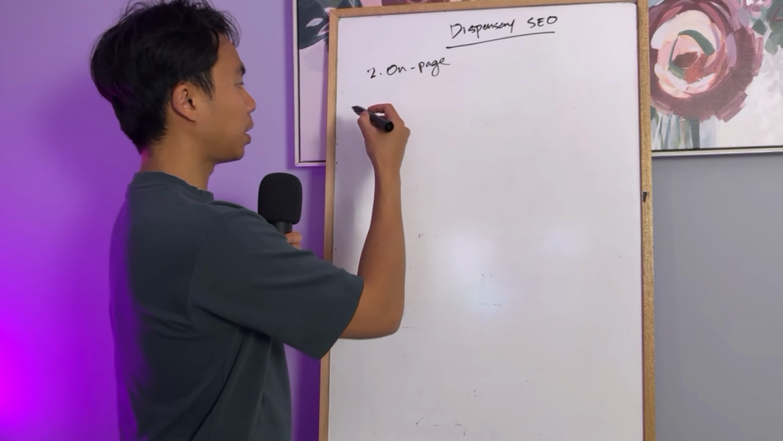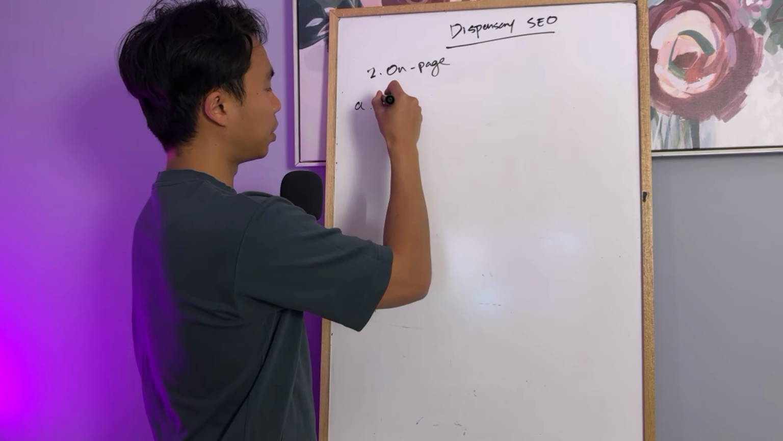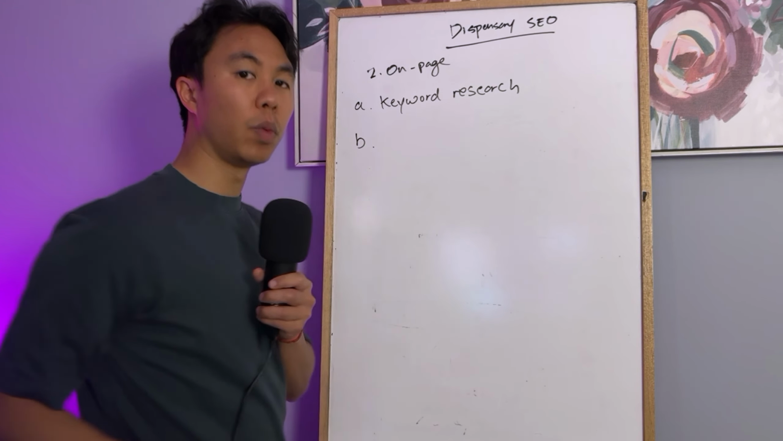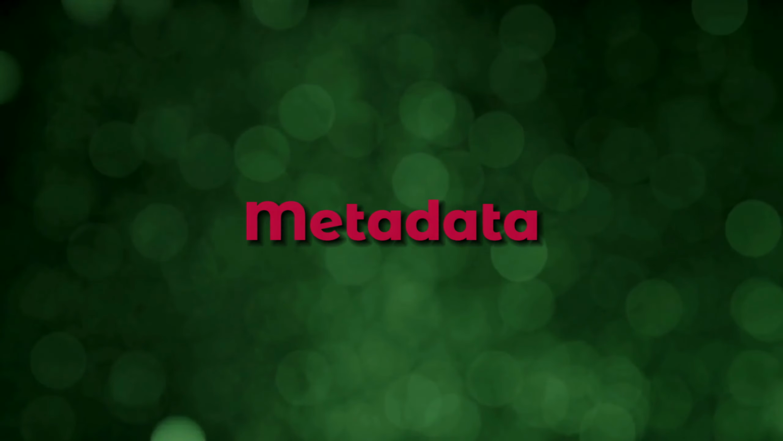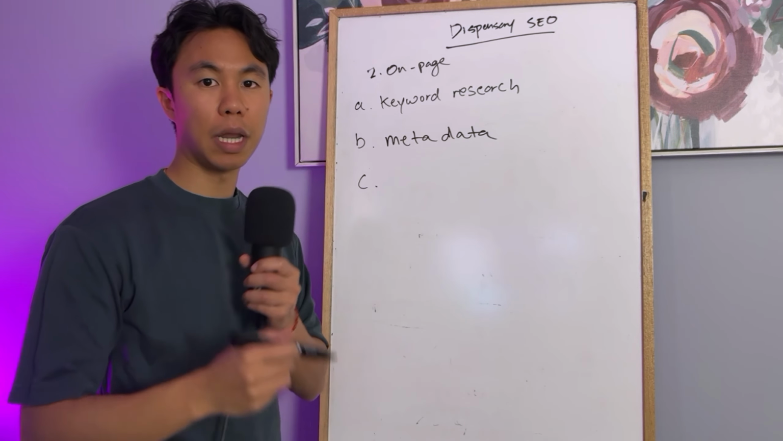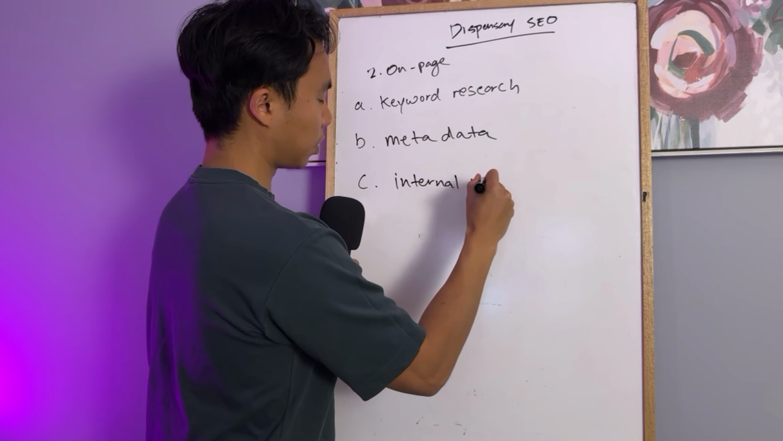On-page SEO starts with good foundations of keyword research. The second one is metadata. And the third one is internal linking and outbound linking as well. Internal and external linking.